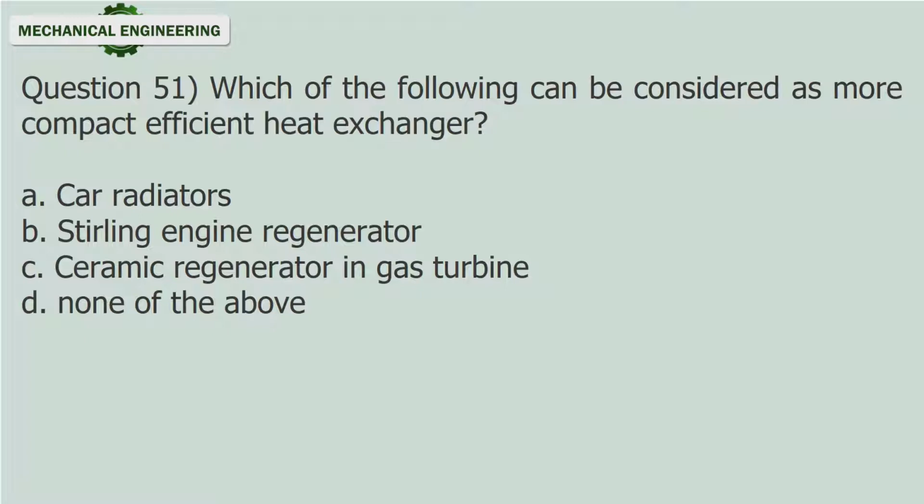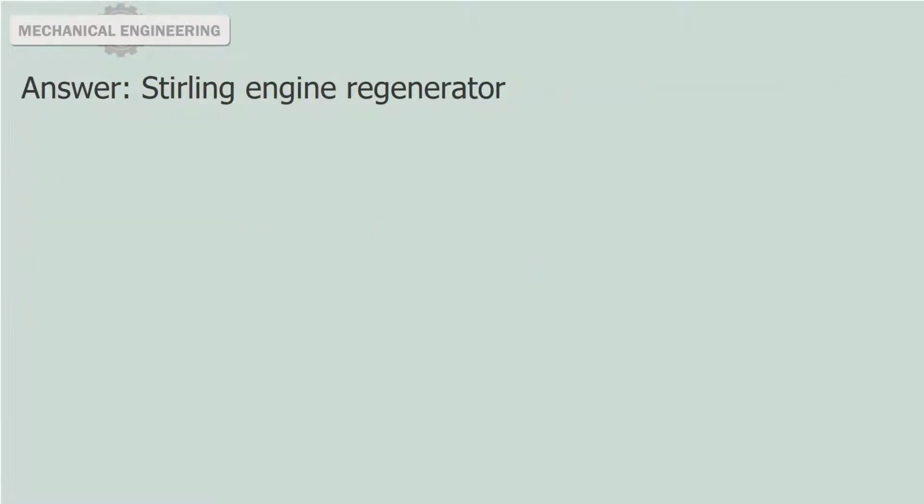Question 51. Which of the following can be considered as more compact efficient heat exchanger? A. Car radiators. B. Stirling engine regenerator. C. Ceramic regenerator in gas turbine. D. None of the above. Answer: Stirling engine regenerator.